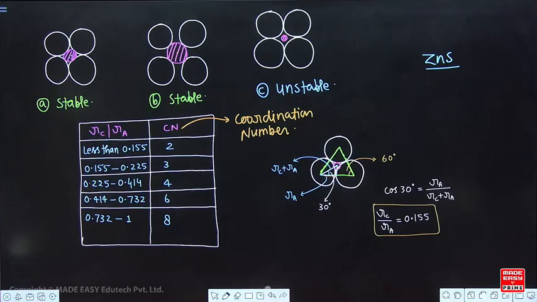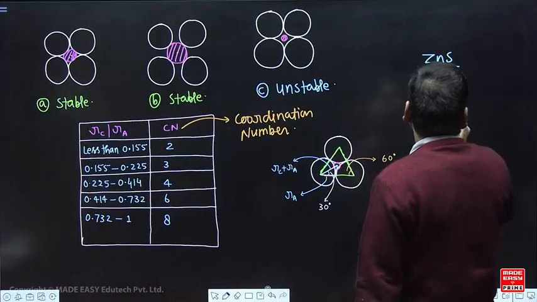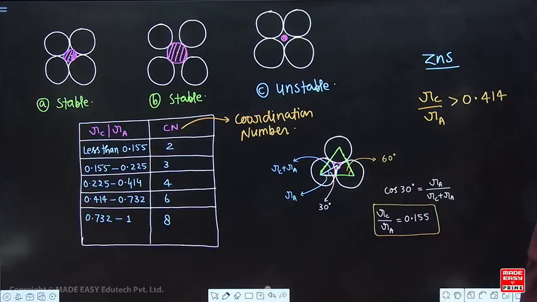For example, some ceramic compounds with Rc by Ra greater than 0.414, look at the board, exhibit coordination number 4 instead of 6. Full stop.